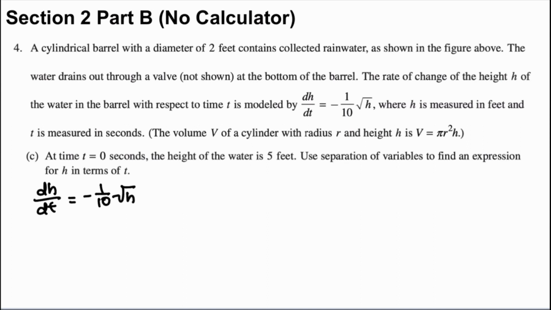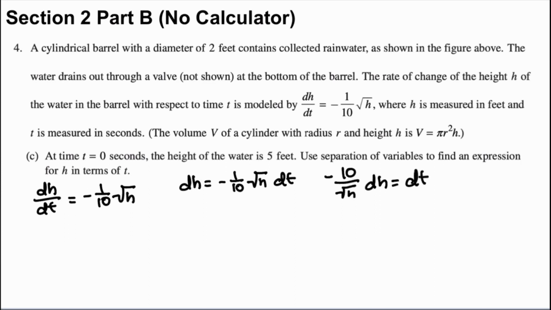And with separation of variables, you want to separate these two. You want to have dh on one side and dt on another side. So that's what we're going to do right now. We are going to cross multiply. We're going to have dh is equal to negative 1/10 root h dt. And I want the h and the h to be on the same side because they have the same variable. So doing that really quickly, we get negative 10 over root h dh is equal to dt.